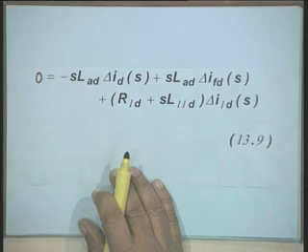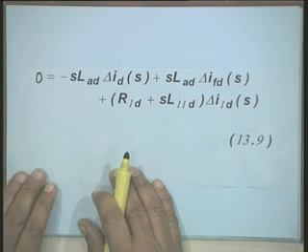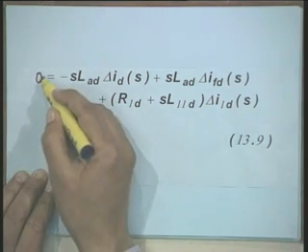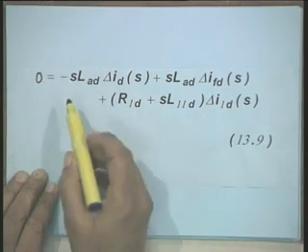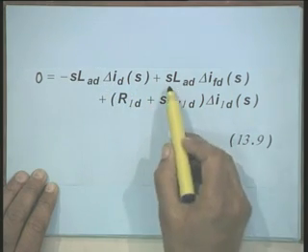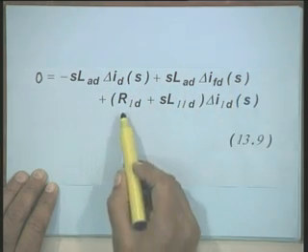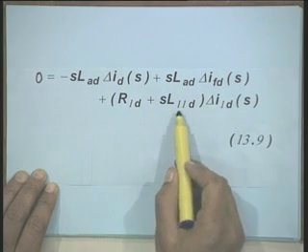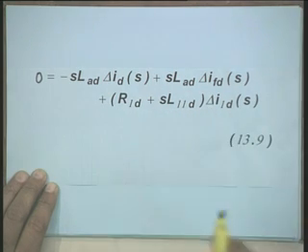Similarly, write down this expression for damper winding also, because in the case of damper winding the applied voltage is 0, right. Therefore, you have this: minus S LAD delta IDS plus S LAD delta IFDS plus (R1 plus S L11D) delta I1DS.